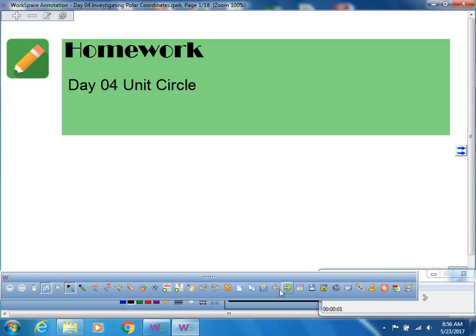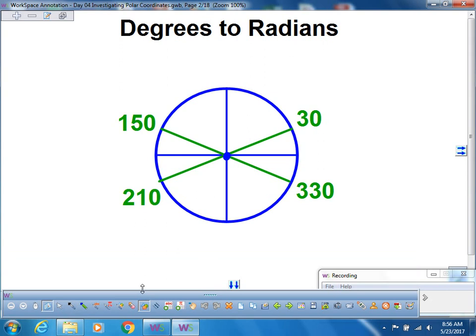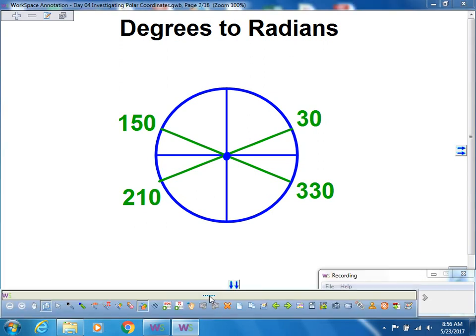Let's look at the unit circle. All right, degrees to radians. I'm just going to go every day. I'm just going to be going over this over and over again.